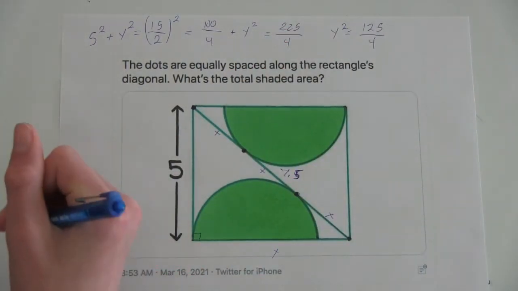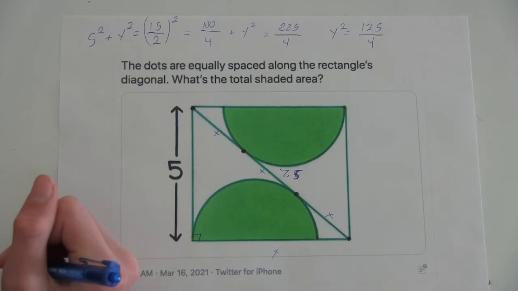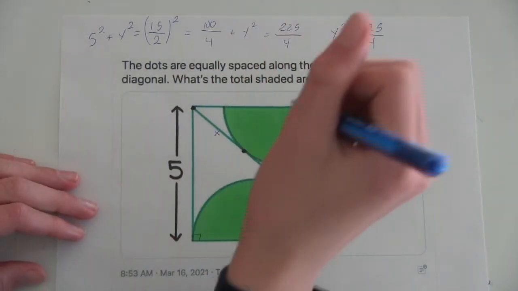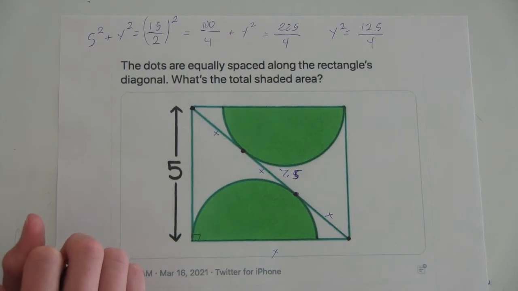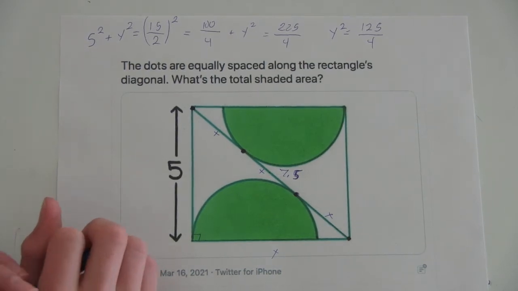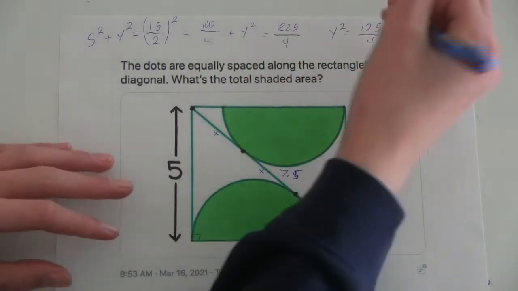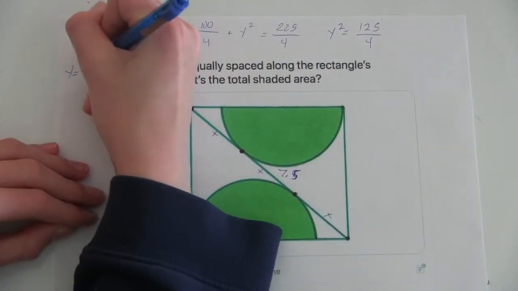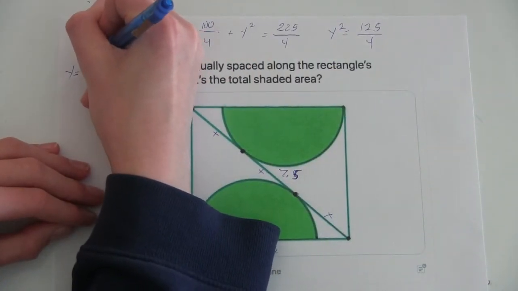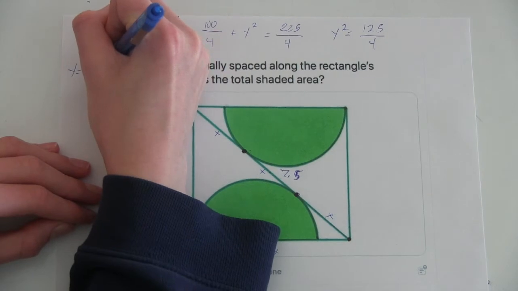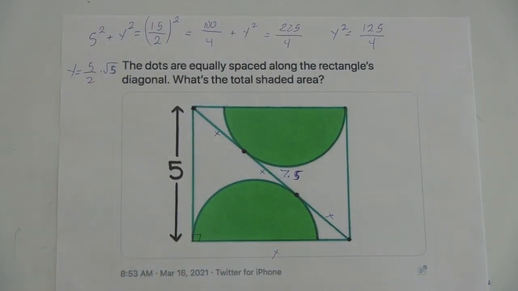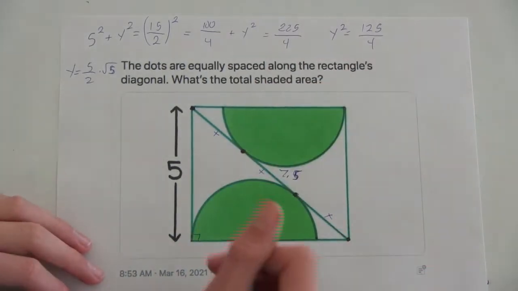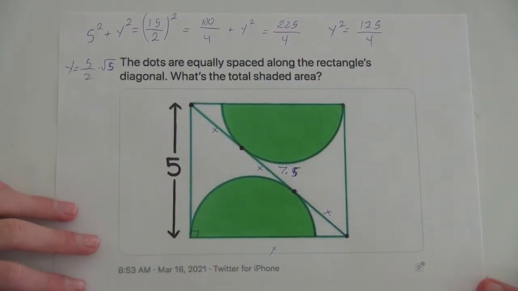And we can take the square root to see y is the square root of 125 over 4, which we could call 5 halves times root 5. Okay, yeah, that's good. So y is 5 halves times the square root of 5. Alright, nice. So we know now that this length is y, 5 halves times the square root of 5.